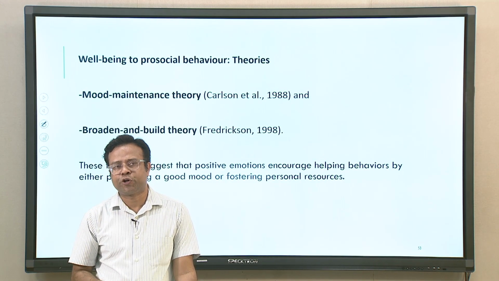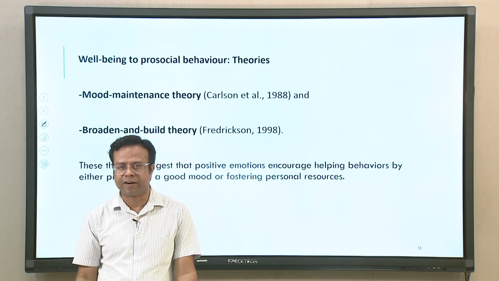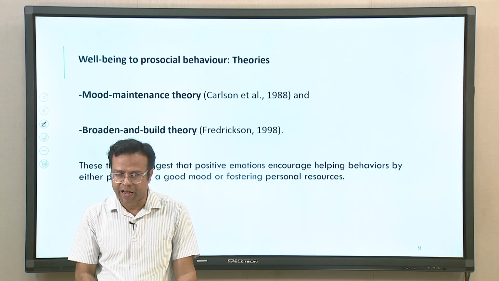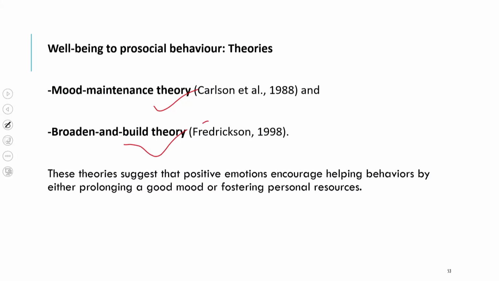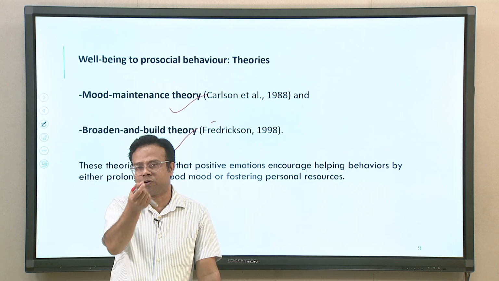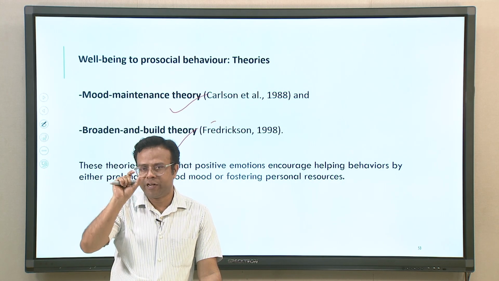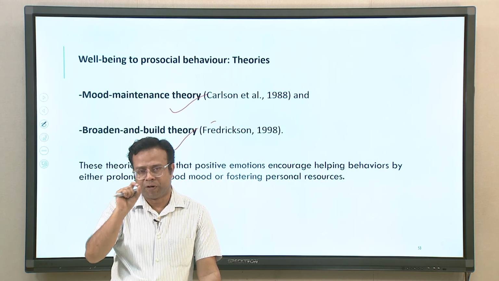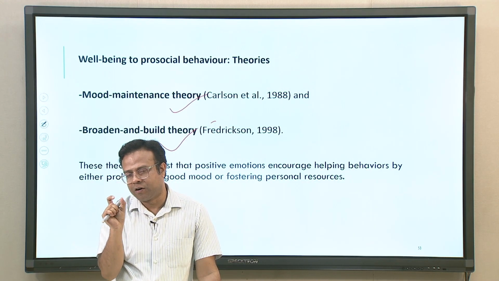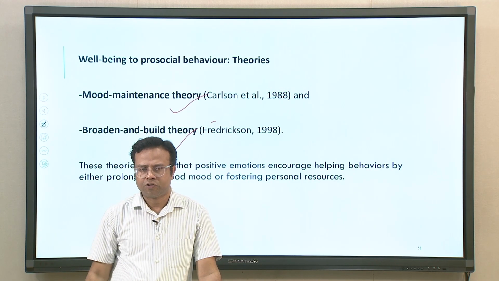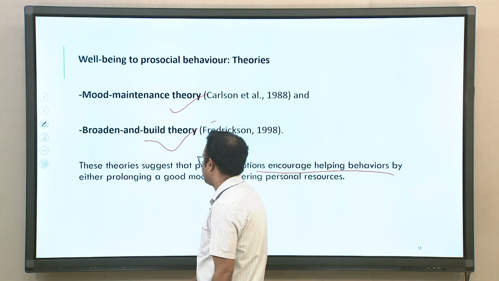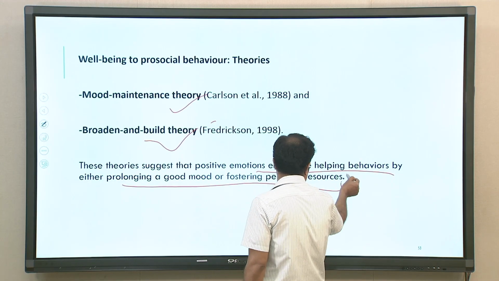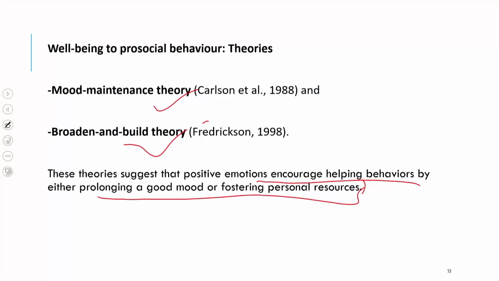Now, let us look into the explanation of this, why this may be the case. Let us look into again some theories behind it. So, we will talk about two main theories. One is mood maintenance theory, second is broaden and build theory, which we have already discussed in some of the earlier models in detail, but here we will be focusing more on the prosocial context. These theories generally suggest that positive emotions encourage helping behaviors by either prolonging a good mood or fostering personal resources. So, let us look into these theories.